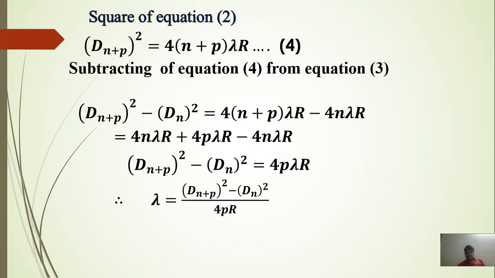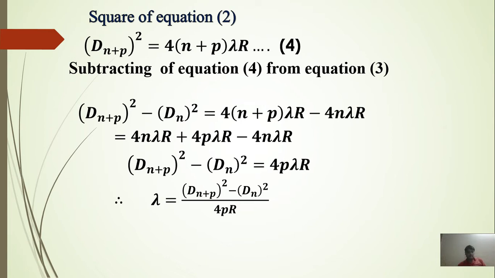Subtracting equation 3 from equation 4, dn+p square minus dn square is equal to 4(n+p) lambda R minus 4n lambda R. After solving, 4n lambda R plus 4p lambda R minus 4n lambda R; the 4n lambda R terms cancel out. So dn+p square minus dn square is equal to 4p lambda R. So lambda is equal to (dn+p square minus dn square) by 4pR.